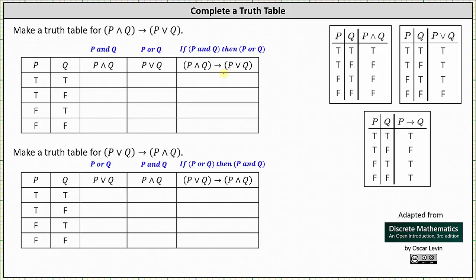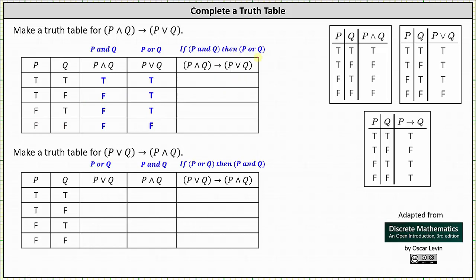P and Q is only true when P is true and Q is true, which we can see appears in the first row. Otherwise, P and Q is false. The column for P and Q is true, false, false, false. Next, P or Q is false only when P is false and Q is false, which occurs in the fourth row. Otherwise, P or Q is true. The column for P or Q is true, true, true, false.